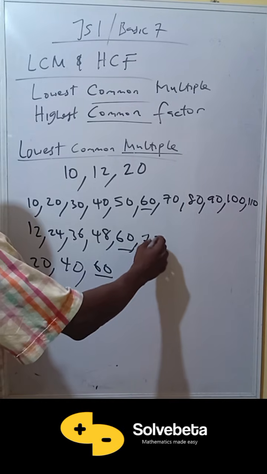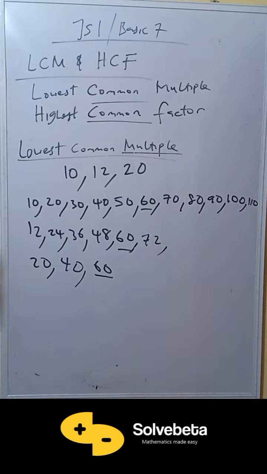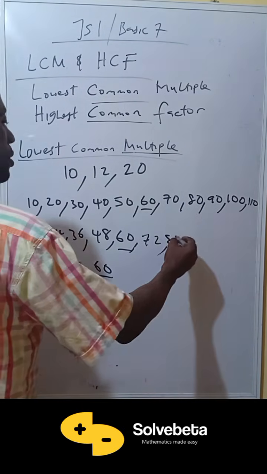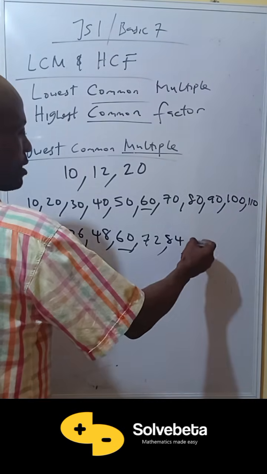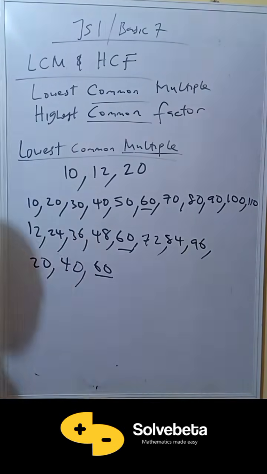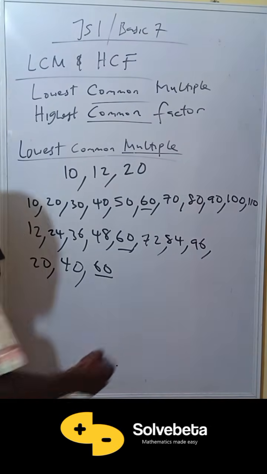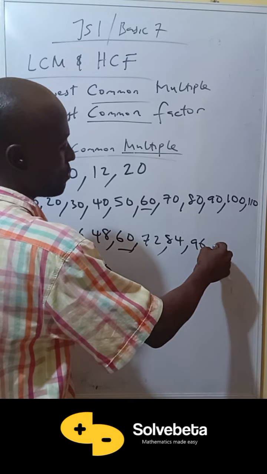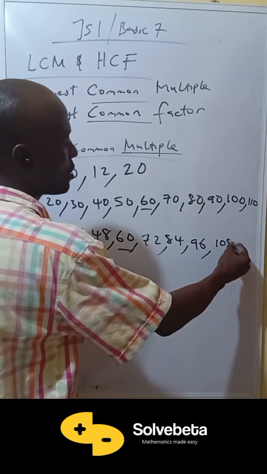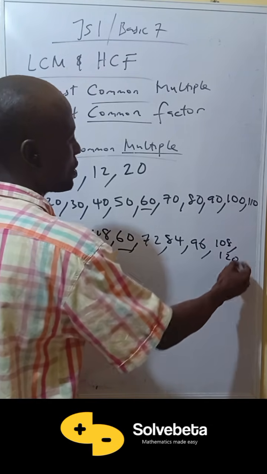Here you have 72, 84, 84 plus 12. We're just adding 12. You might say this method is not fast. That's true, it's not fast, but it helps you understand. Plus 12, you have 108. Plus 12, you have 120.